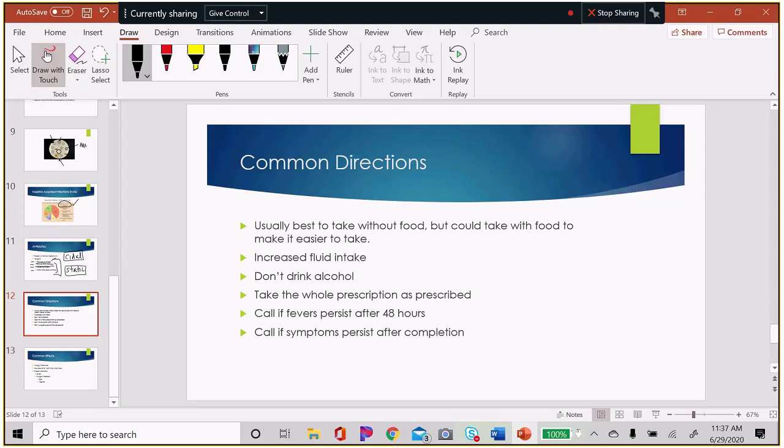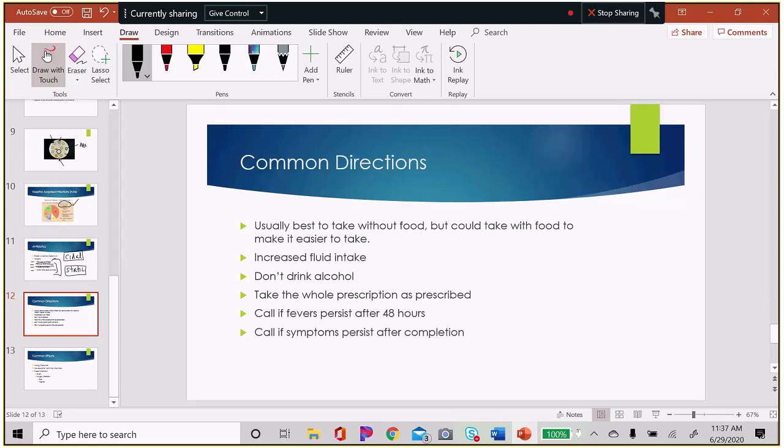All antibiotics have these directions in common. All antibiotics, it's usually best to take on an empty stomach because they will be absorbed better. However, all antibiotics have a common side effect profile in that they can make people have GI upset. They can make people feel nauseated or hurt their stomach.